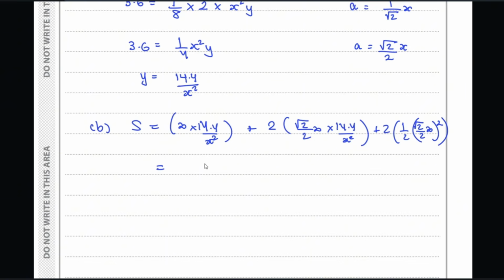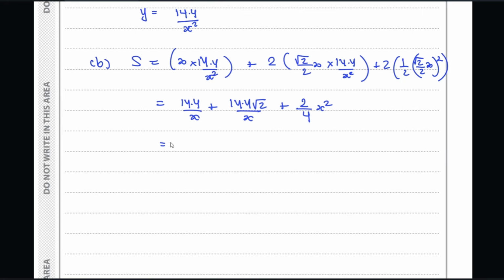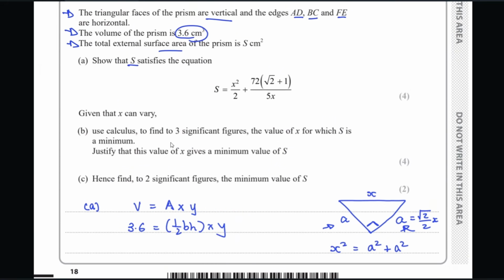Let's simplify this. So this first bracket becomes 14.4 divided by x, plus the second bracket, where the 2 and this 2 cancel. So we have 14.4 root 2. This x and this x squared cancel, so we have denominator x, plus this 2 and this 2 cancel. So root 2 over 2 the whole squared would be 2 over 4 x squared. So what do we have now? What do we need to show? x squared over 2, 72 over 5.